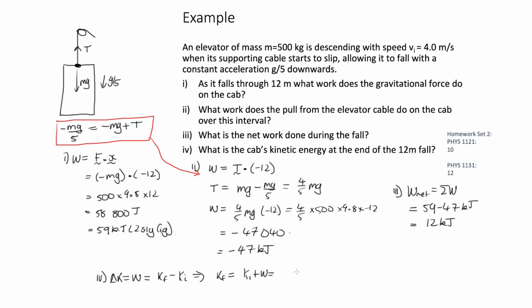plus the work done, which is equal to a half, times m, which is 500, times the initial velocity squared, which was 4 squared, plus the net work, which is done, so plus the 12,000. So this is 16,000 joules, or 16 kilojoules, to two significant figures. Now, to practice calculating works, try homework set 2 for 1A question 10 and for higher 1A question 12.